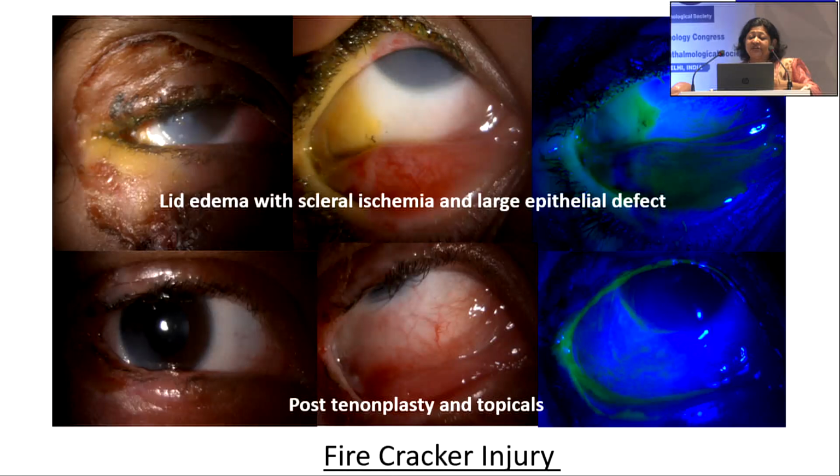This child was taken up for a tenonplasty and an amniotic membrane transplant, following which the surface epithelialized, like is seen in the lower pictures.